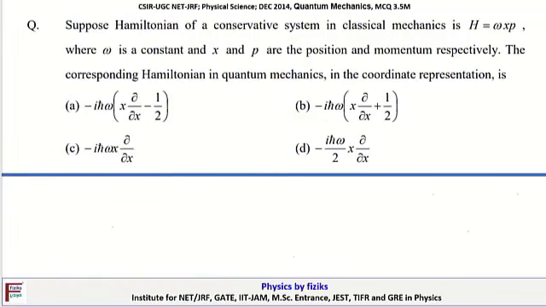We are discussing the CSIR NET Physical Science December 2014 Quantum Mechanics problem. This is a 3.5 marks MCQ. Let us read the statement of this problem. Suppose the Hamiltonian of a conservative system in classical mechanics is H equals omega xp, where omega is a constant and x and p are the position and momentum respectively. The corresponding Hamiltonian in quantum mechanics in the coordinate representation is.